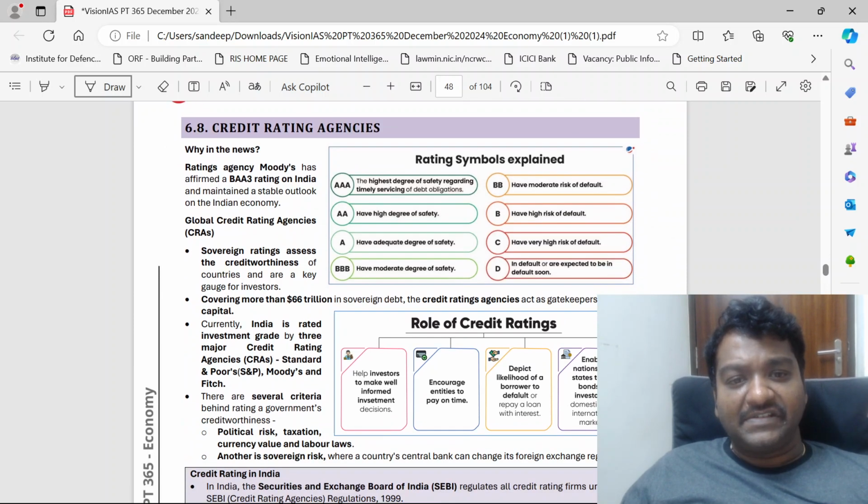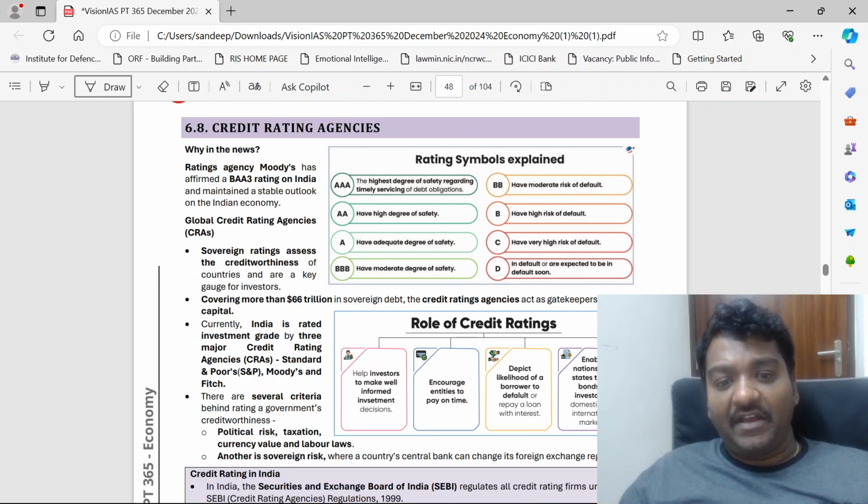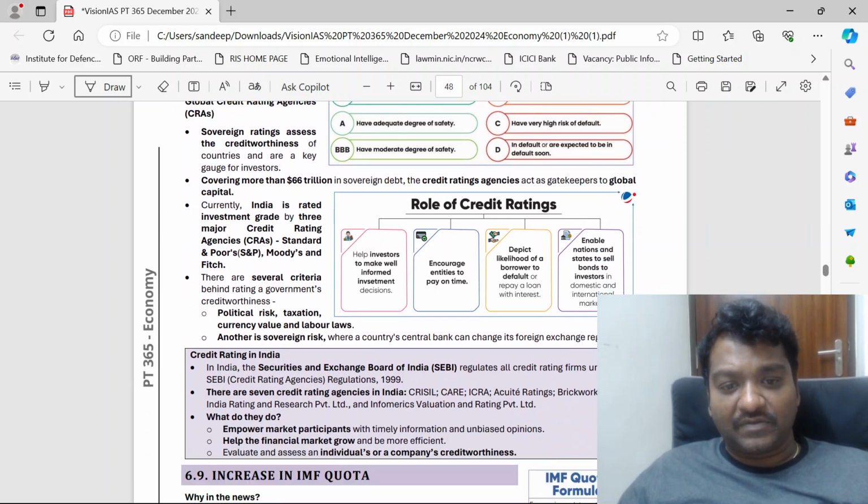Credit rating agencies. See this once, guys. Okay. Triple A, the highest degree of safety regarding timely servicing of debt obligations, have high degree of safety, have adequate degree of safety, have moderate degree of safety, have moderate risk of default, have high risk of default, very high risk of default. Okay, this is important, guys. Once.